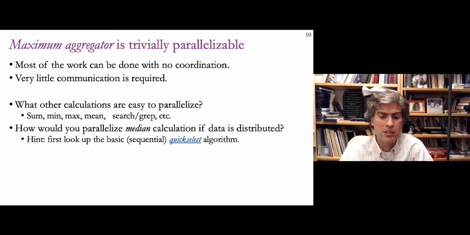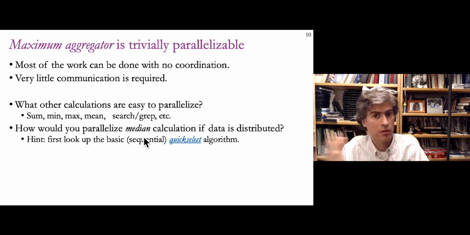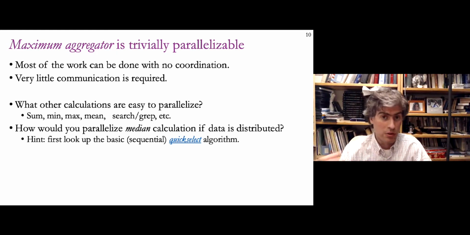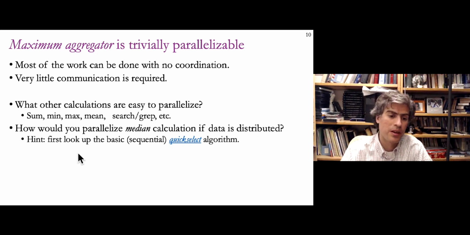Now, I'm going to give you an example of a slightly more complex problem. Median, right? If you want to compute the median, which is to say the value that's right in the middle of all the values, if you were to order them, how would you do that in a distributed manner? Now, I want you to actually stop and think about this. It's a pretty fun challenge. If you don't know where to start, I would suggest you look up the quickselect algorithm, which can be used to find the median on a single computer. And that same approach can be applied in parallel.